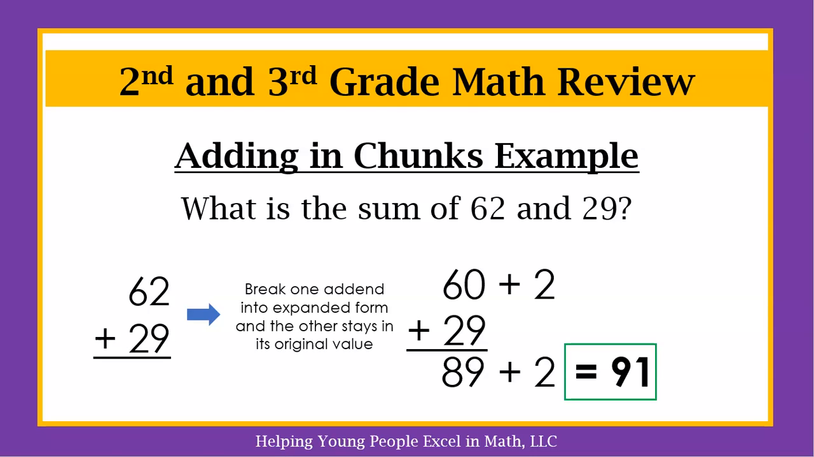Now let's add. We have 60 plus 29, that is equal to 89. And don't forget to add that 2. 89 plus 2 is equal to 91. And that is how you use adding in chunks as a strategy. And once again, this is just an overview of all of the addition strategies when you add two-digit numbers. We will be taking a deeper dive into each strategy in later videos.